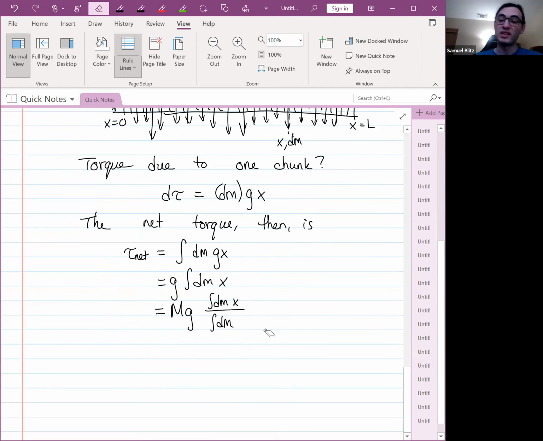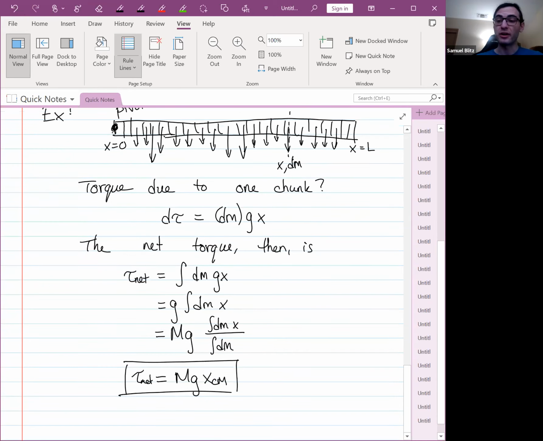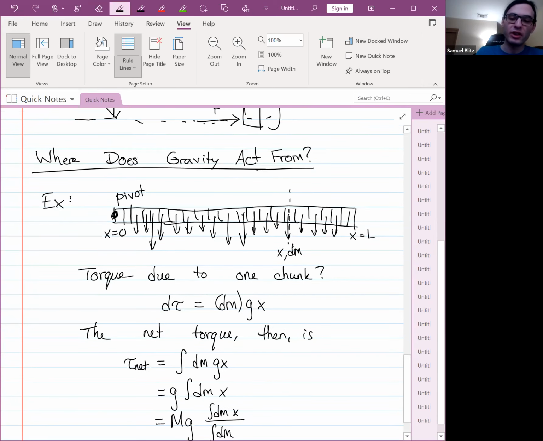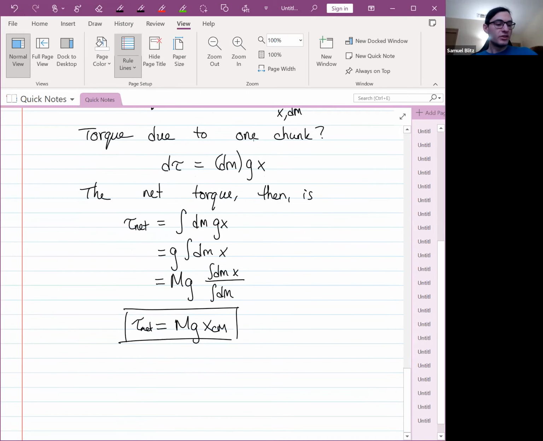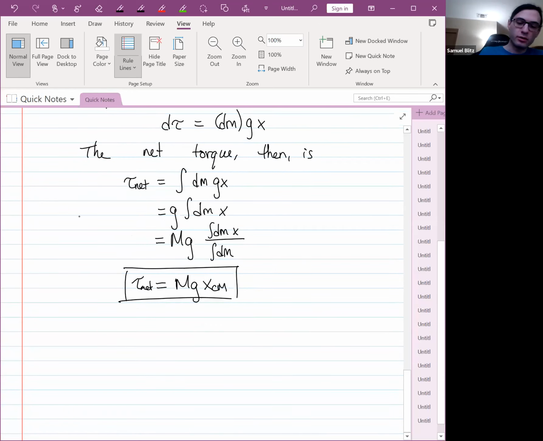So this is Mg times the center of mass in the x direction, which is to say that the torque here is exactly the same as if the force was just applied at the center of mass, as if all of the force was applied at the center of mass. The torque is identical, and that's just generally true. So what we can do then is just treat, and this is consistent with our conclusion from lecture 19 too, we can just treat gravity as if it acts from the center of mass.